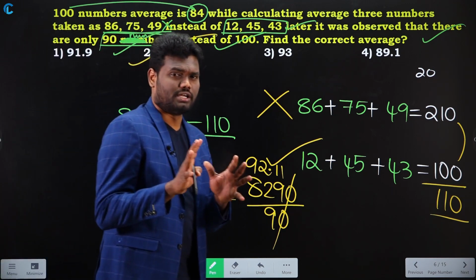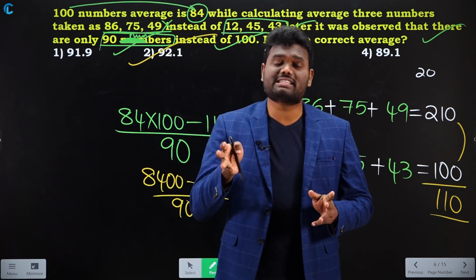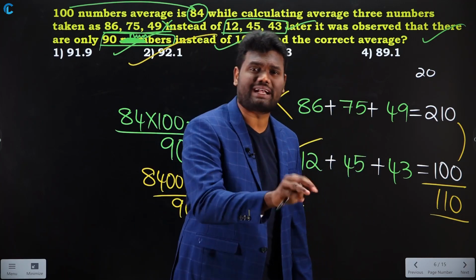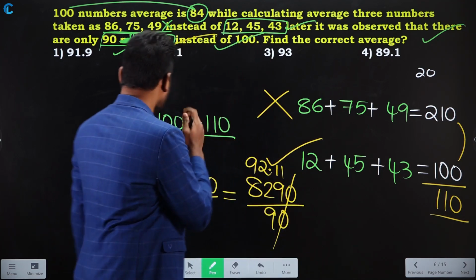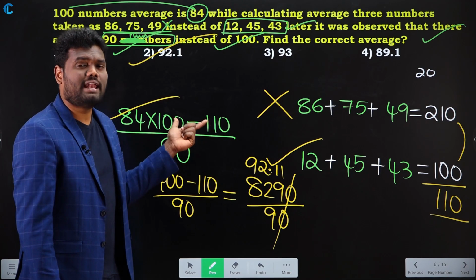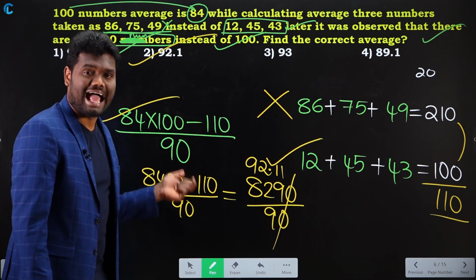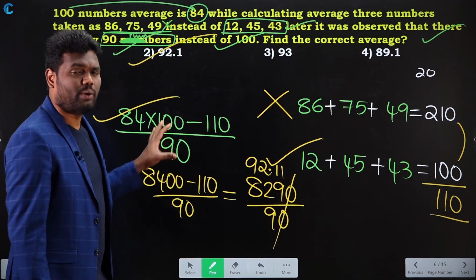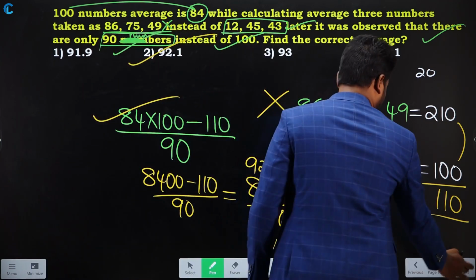Okay, very simple question. But the only thing is, in this, the actual numbers are also taken wrongly. That is the reason what you have to do: first you need to calculate the correct sum for 90 numbers. After calculating the correct sum, you need to calculate the average. As you need to calculate the average, divide by 90. Okay, that's it. Nothing more than that.